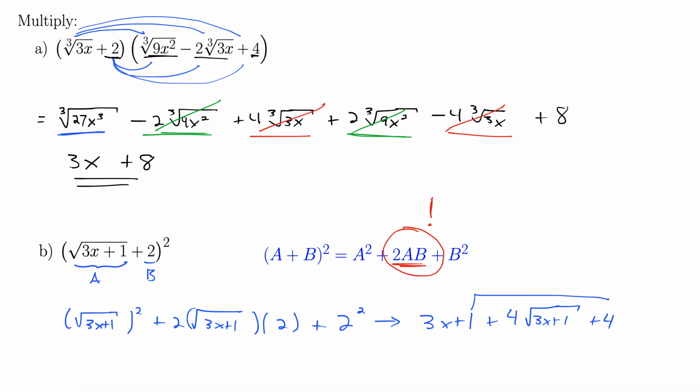Finally, go back and see if we can combine like terms. We can. So let's write this as 3x plus 5 plus 4 rad 3x plus 1. There we go.